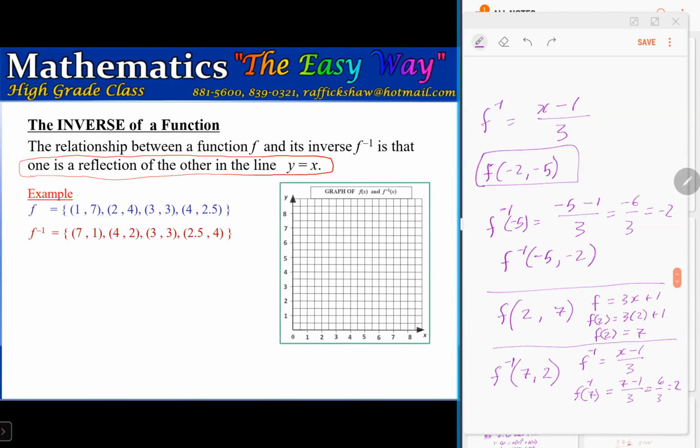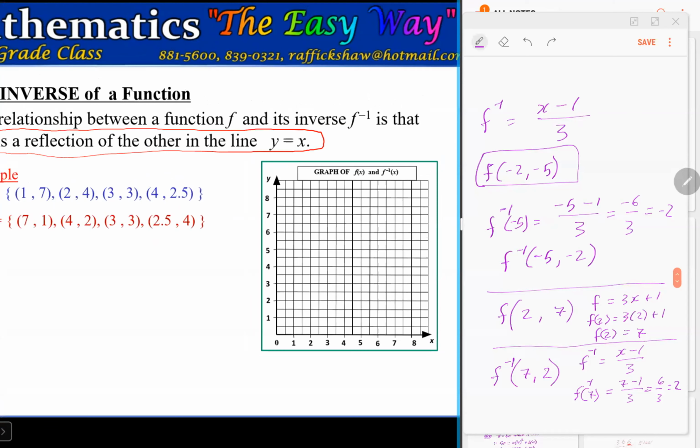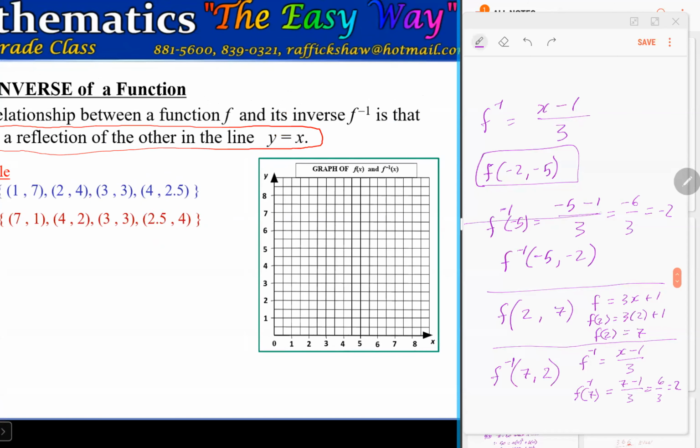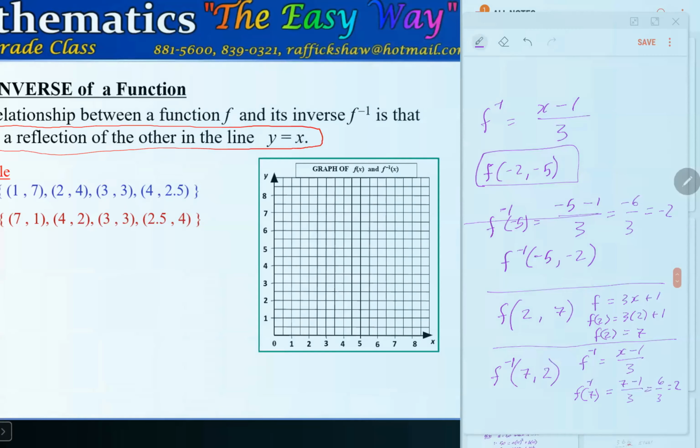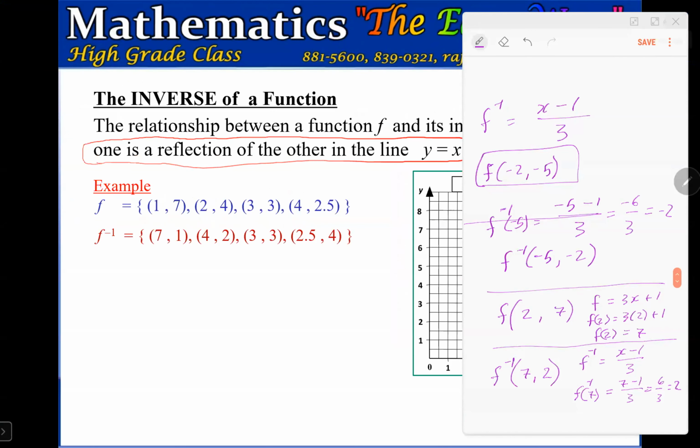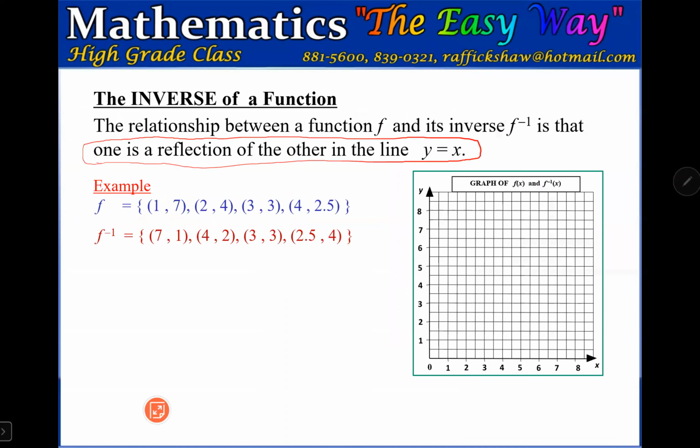Now, let me show it on a graph. I'm going to put the points on the graph. All right, so everybody pay attention. Those are the points for f. (1, 7) is right here, then (2, 4) is right here, then (3, 3) is right here, then (4, 2.5) is right there. See there, 4 is the x value, and 2.5 is between 2 and 3, right here.